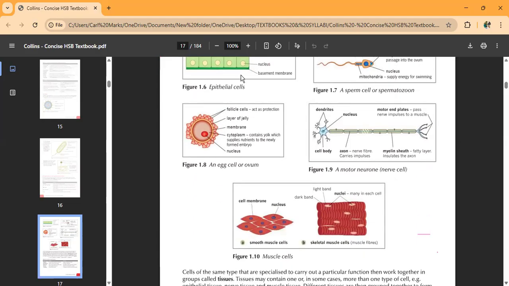So we have epithelial cells down on the top left. Top right is the sperm cell or spermatozoon. Then we have the egg cell below the epithelial cells. Then we have one type of nerve cell, which is called a neuron. And then we have smooth muscle cells and skeletal muscle cells. Note they look different, right? Good.